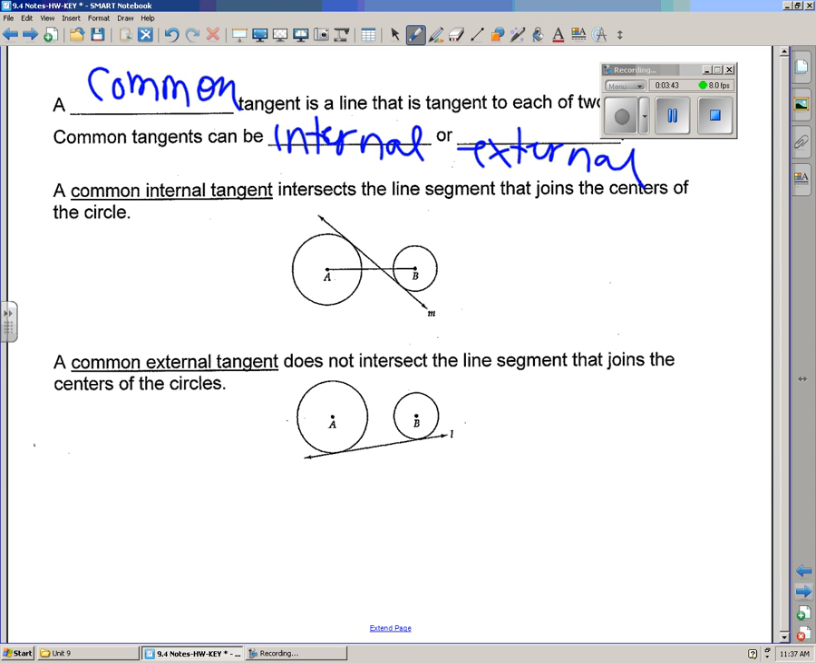The common internal tangent intersects the line segment that joins the centers of the circles. So I've got 2 circles with 2 centers that connect with a line segment. The internal tangent is the line that actually goes through, or intersects, the segment that connects the 2 centers. If you have an external tangent, then when you draw that tangent line to both circles, it does not intersect the line segment connecting the 2 centers. That's the difference between internals and externals.